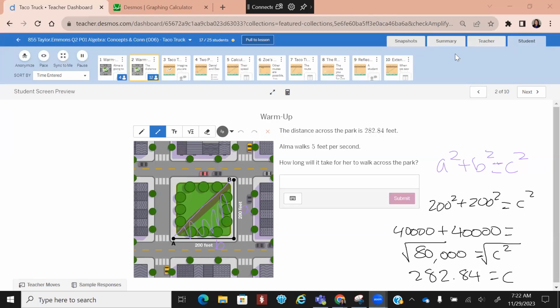Okay, Aiden, what'd you come up with? 56, how did you do that? Okay. Sebastian? Okay. And what'd you get? Okay. Because we know that they cover 5 feet per second. So if we are totally covering 282, then we would just divide it by 5, right?